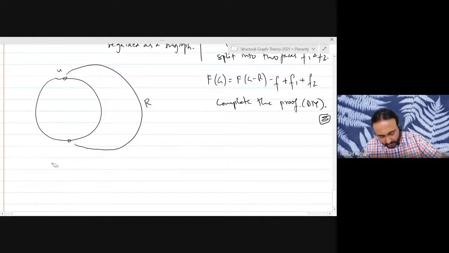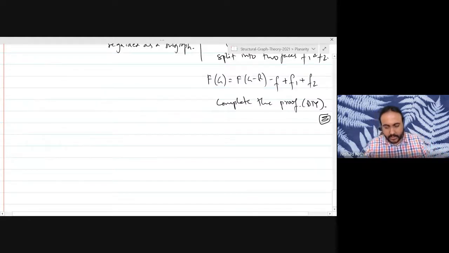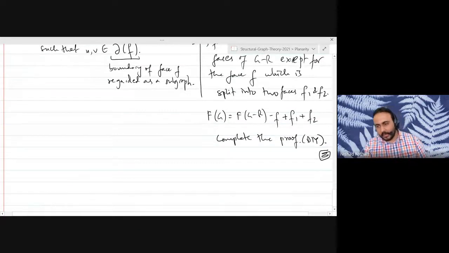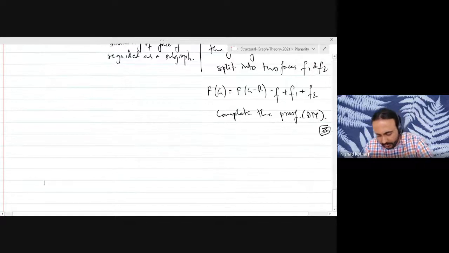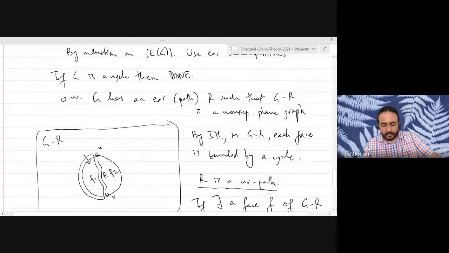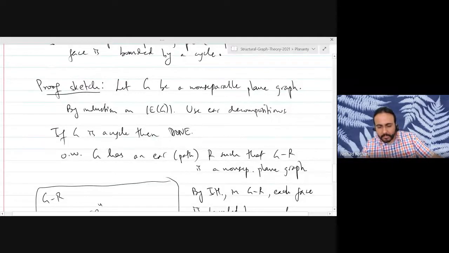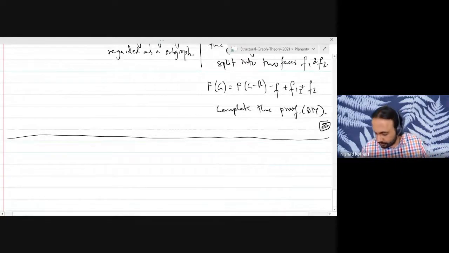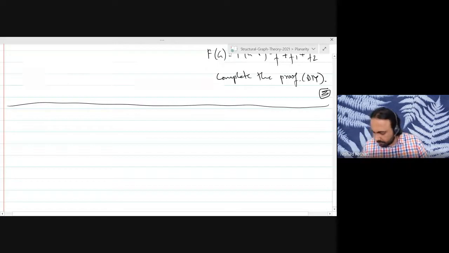Any other questions or concerns? So we are removing just 1 ear. There could be many paths between U and V. I don't care. I just removed 1 ear between the two, and I'm looking at the embedding of the smaller graph that is given by the original embedding. Okay. Any other questions or concerns? All right. So that's Whitney's theorem, right?